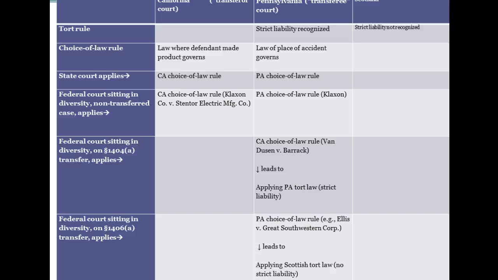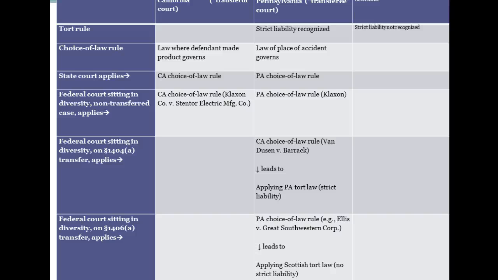So, in other words, for Piper, the case is now in Pennsylvania Federal District Court. However, since it has been transferred to federal court in Pennsylvania from federal court in California pursuant to 1404(a), the Pennsylvania federal court is going to continue to apply the California choice of law rule. And as we said on the last typo, the California choice of law rule is that the law where the defendant made the product governs, and that's of course Pennsylvania. Pennsylvania's substantive tort rule is that strict liability is recognized. And so we would still be applying Pennsylvania tort law to Piper.